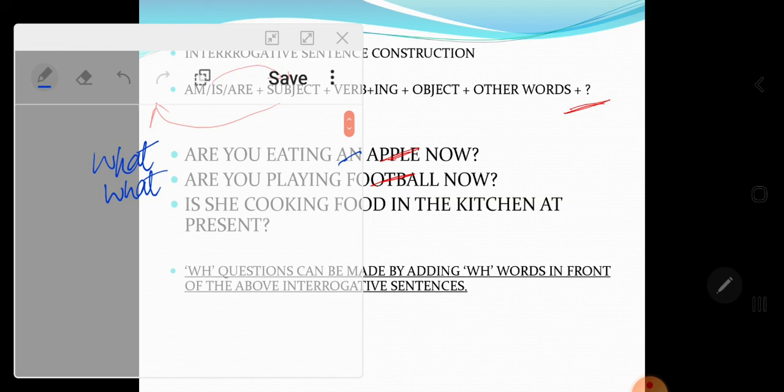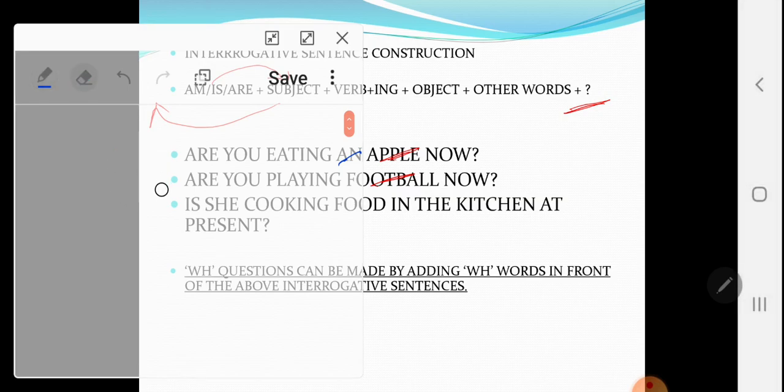Now let's make some other questions. She is cooking food in the kitchen. So if you want to ask who, now when we ask the question who, this she will be removed. Who is cooking food in the kitchen at present? So the format will be the same, but a question word, WH word will be added.